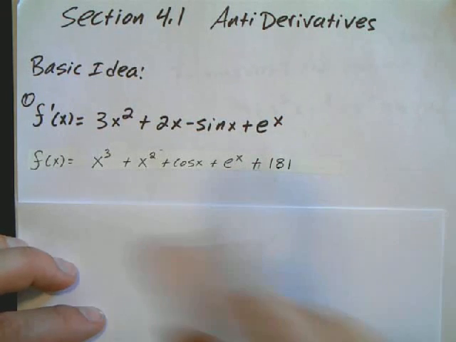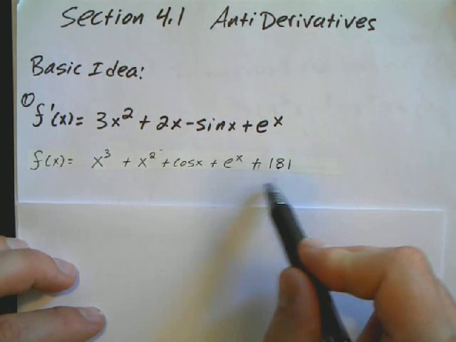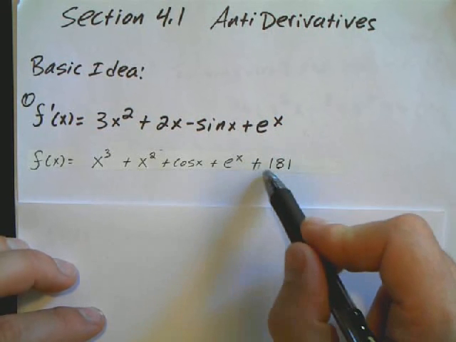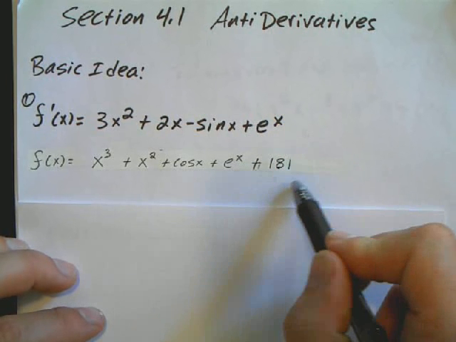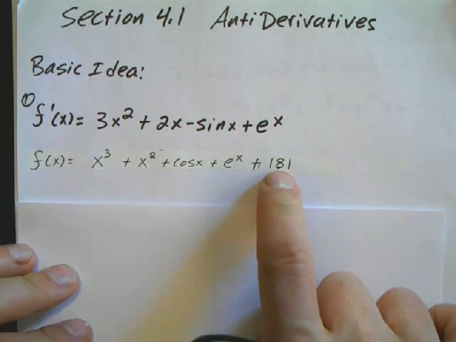So I don't know if the function has some constant attached at the end, because when I take a derivative, this constant would go away. So this is kind of a mystery. We're going to address in the next example what to do with this constant.